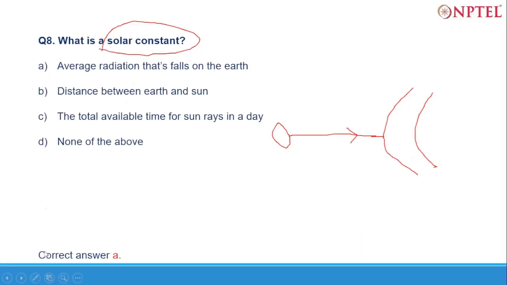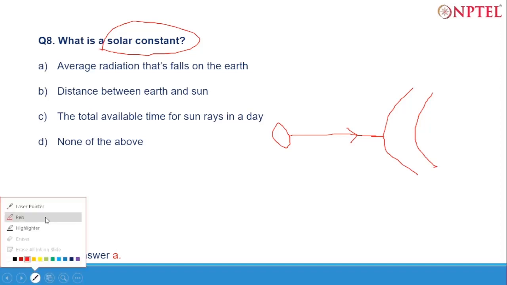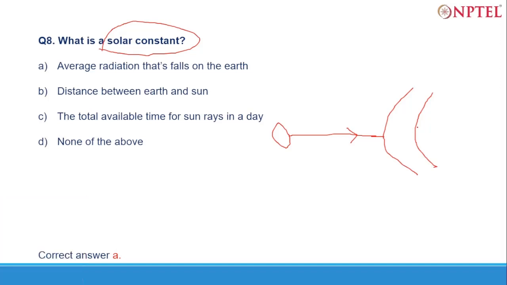Okay. So what happens? Let me explain it again. This is Earth. This is Sun. So the sun ray actually travels in a straight line, but when it reaches the Earth atmosphere, there are some particles here and there.